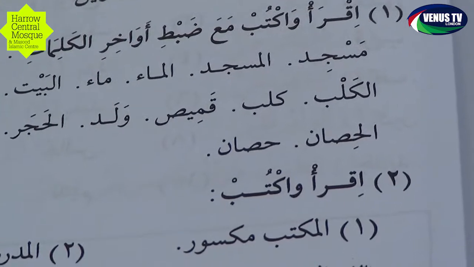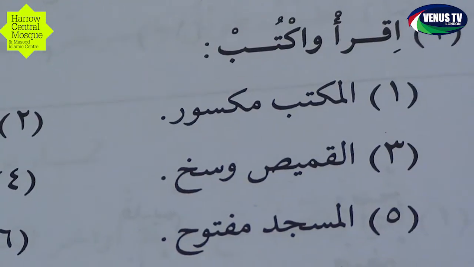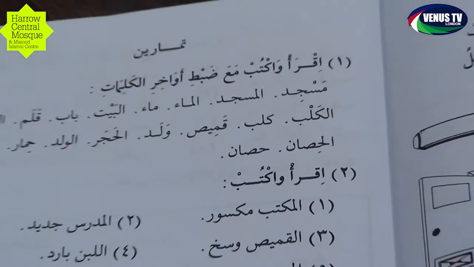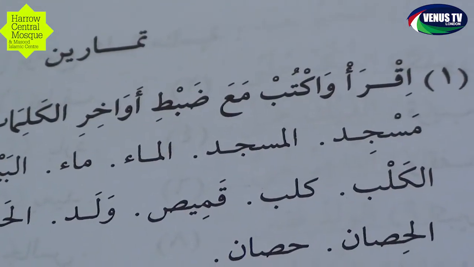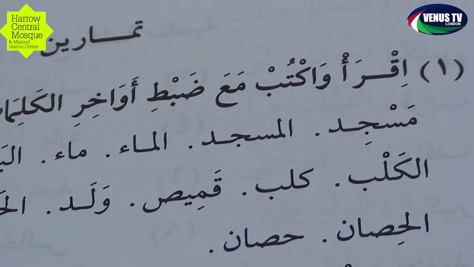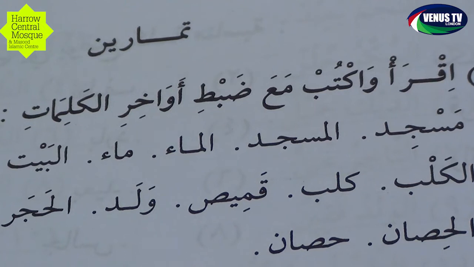Question number two. What's the meaning of number one? It says, Iqra wa uktub ma'a dhabti. Iqra, we know what it means: read. Wa means and. Uktub, write. Ma'a means with. Dhab means accurate. Awakhir kalima, the last letter. So what it's trying to say is that you have to put the accurate vowels on the last letter. That's what the whole concept was about: to know that with alif lam, you cannot have a tanween. Without alif lam, you can have a tanween. This is the exercise. Okay?